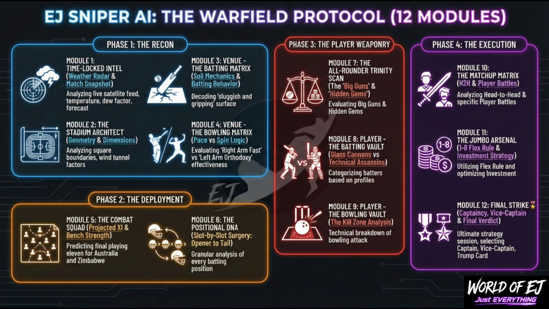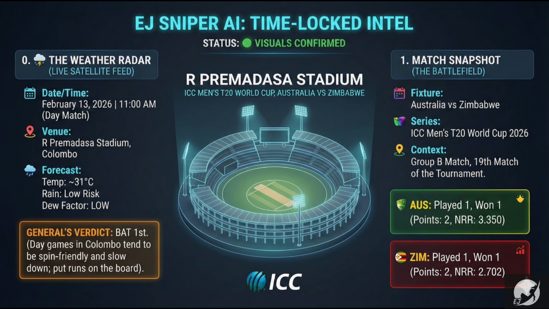And finally, Phase 4, the execution. This is where we apply the jumbo arsenal and the flex rule to protect your investment. 12 modules. 1 objective. Total domination. Let's initiate. Module 1. Target acquired.